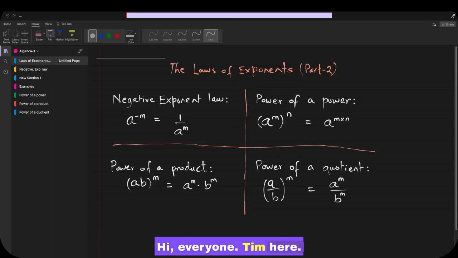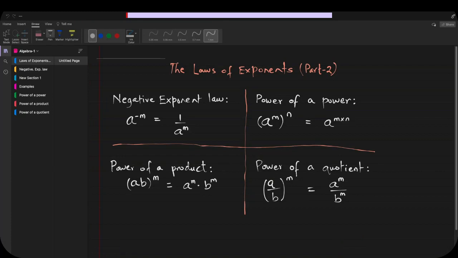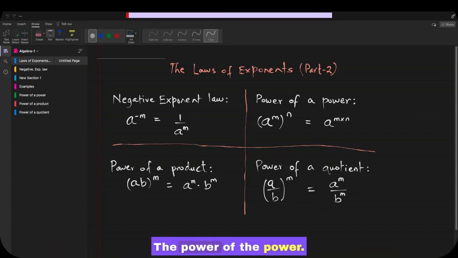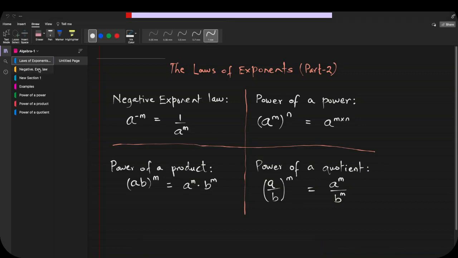Hi everyone, Tim here. Today we're going to be talking about part 2 of the laws of exponents. For today we'll be discussing the negative exponent law, the power of a power, the product of a power, the power of a product, and the power of a quotient. Let's dive straight into it.